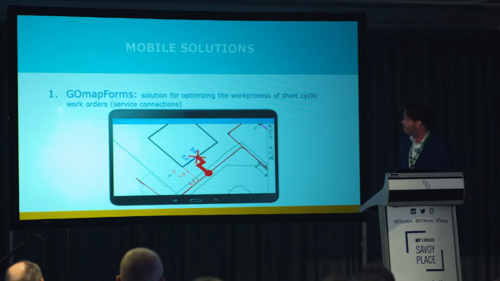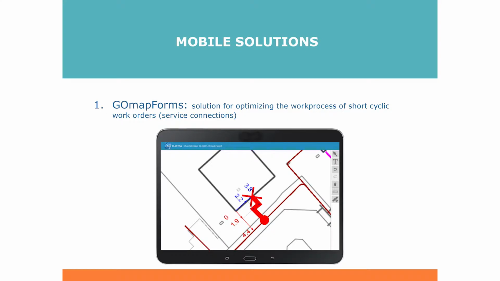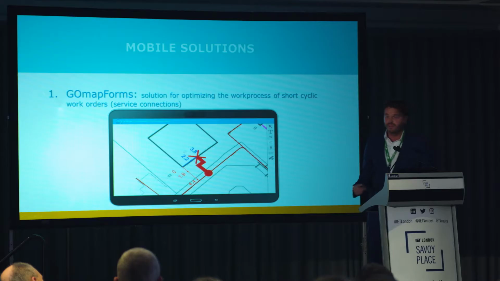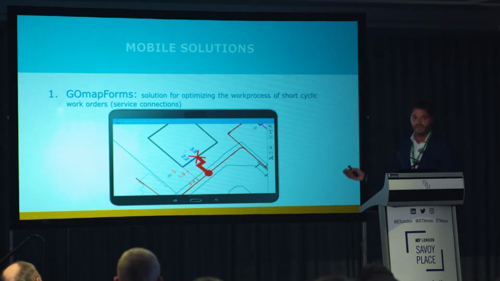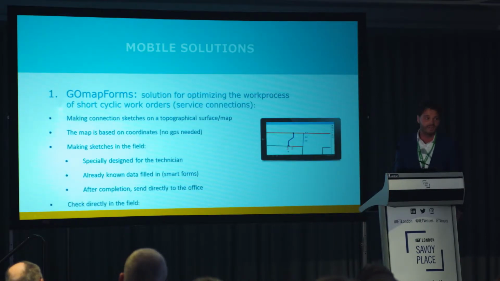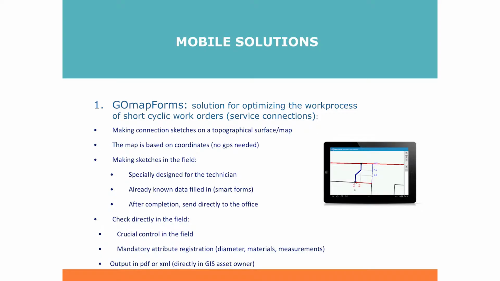This is one of our mobile solutions, GoMap Forms. It's a solution for optimizing the work processes of short cyclic work orders. Sounds very difficult. It's about service connections. You can make sketches on a topographical map, and the map is based on coordinates, so you don't need an expensive GPS tracker or something. Well, a short summary: you can make sketches on a topographical surface. The map is based on coordinates, and it's especially designed for the technician in the field, so it has to be very easy to use.